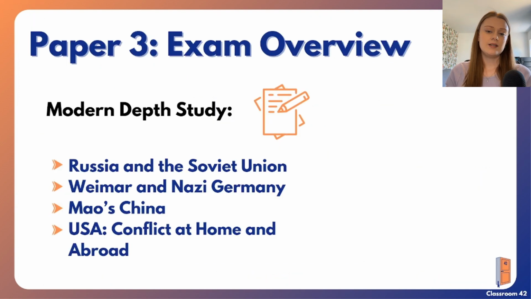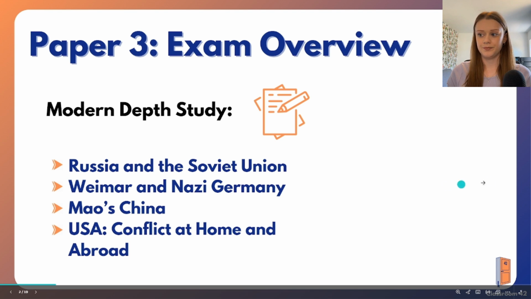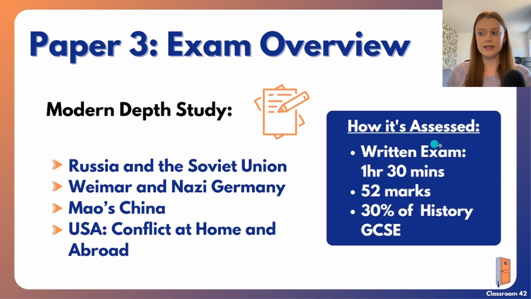So for Paper 3, this will be your last GCSE History paper, and this will focus on your modern depth study topics. So this will either be Russia and the Soviet Union, Weimar and Nazi Germany, Mao's China, or USA conflict at home and abroad. This paper is a written exam. It is 1 hour and 30 minutes and is worth 52 marks, and this paper will make up 30% of your History GCSE.